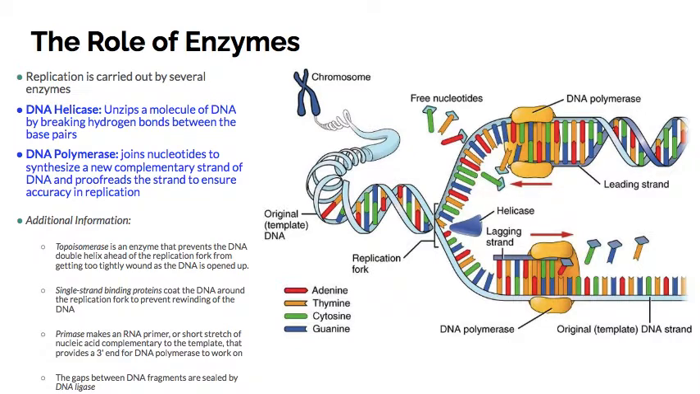Now, what are the main enzymes involved in replication? There are many, okay? There are two main ones that you need to know, but beyond this, there are so many not listed here. DNA helicase unzips a molecule of DNA by breaking hydrogen bonds between the base pairs, whereas DNA polymerase joins nucleotides to synthesize a new complementary strand of DNA and proofreads the strand to ensure accuracy in replication. Go ahead and pause here and just examine this photo for a minute.